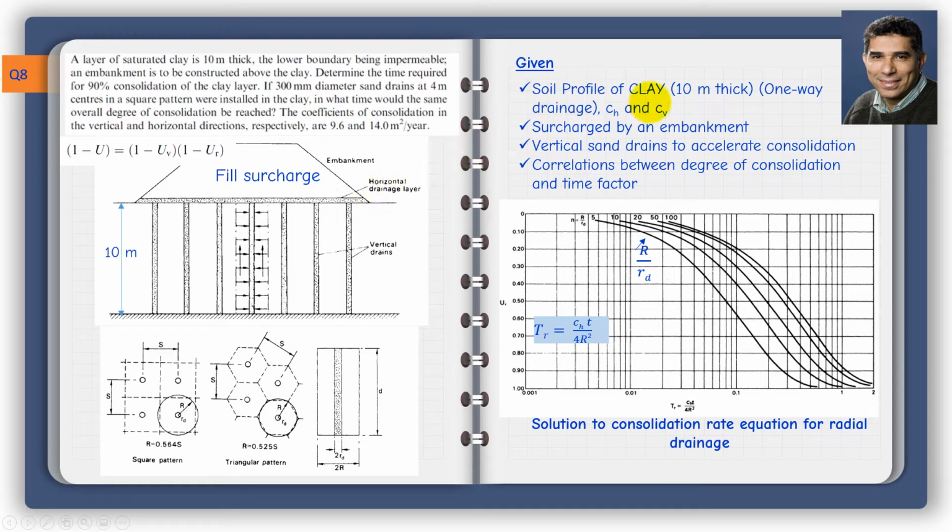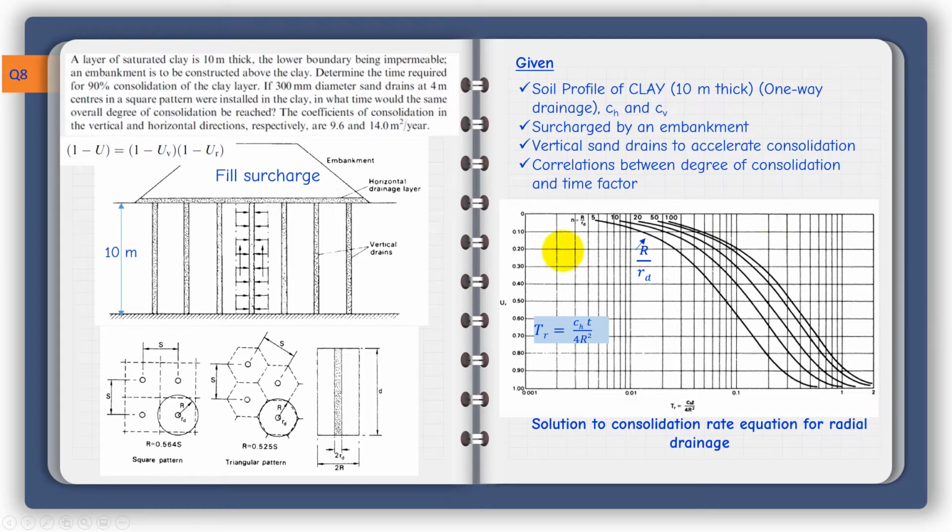We are given a soil profile of clay that's 10 meter thick and it's one-way drainage because we have an impermeable layer here. We are also given the coefficient of consolidation in the horizontal direction and in the vertical direction. The horizontal value is 14 meters square per year and the vertical value is 9.6. And also we are given that there will be a surcharge here, that's load, applied through an embankment in the presence of vertical sand drains, those ones here, to accelerate the consolidation by affecting radial drainage.